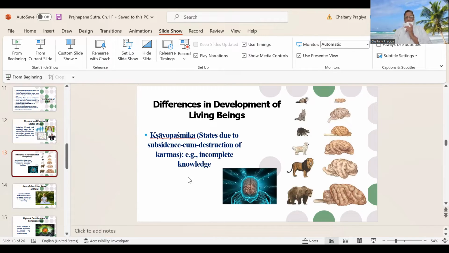We all are not subsiding and destroying our karmas in the same manner or in the same degree, and that's why we have so many differences among ourselves. So these differences are known as kshayopashamik states. It means the states of our inner self due to the partial subsidence and partial destruction of the karmas, and especially four types of karmas.